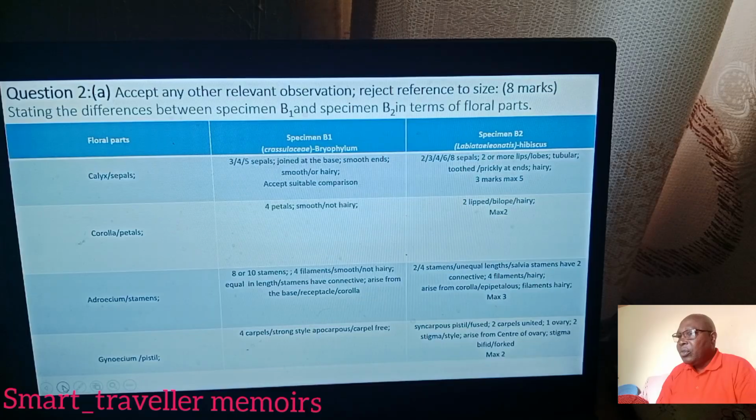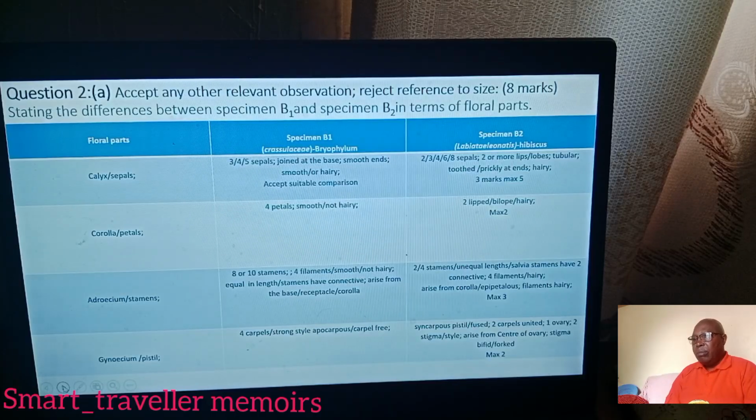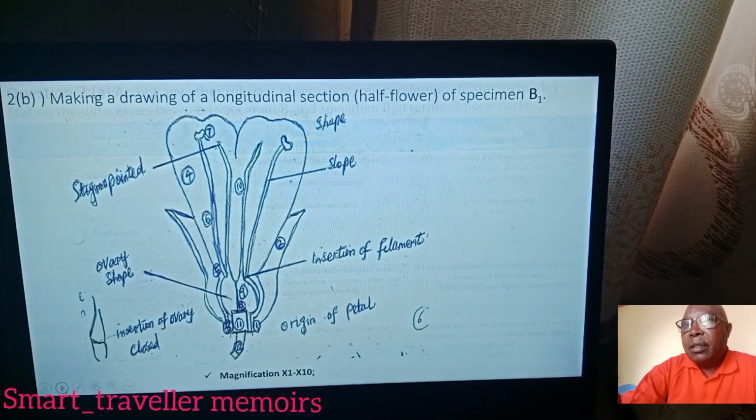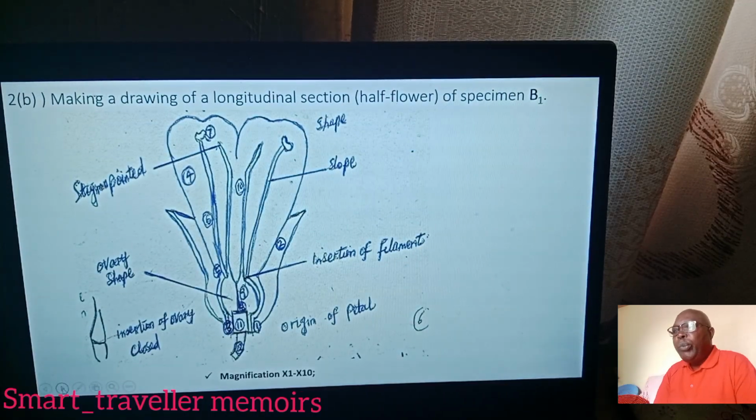We have 2 stigma or style which arise from the center of the ovary, or we say that the stigma is bifid or forked for B2, maximum 2 marks. Let's go to B2.